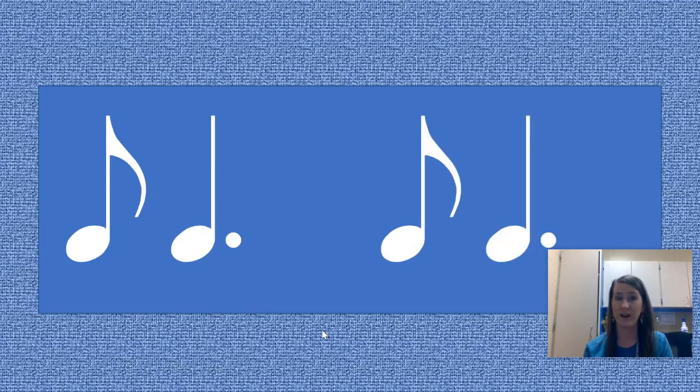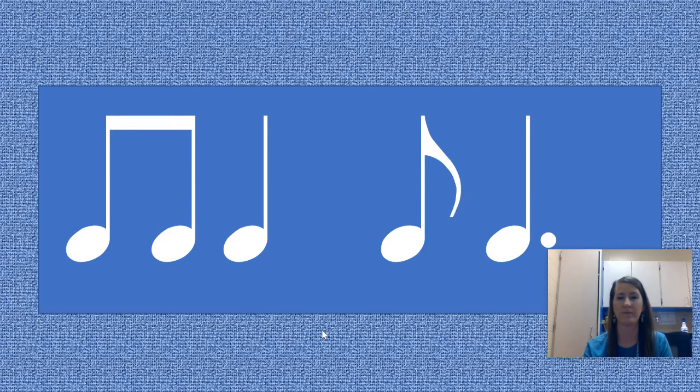Excellent. So now it looks like we have two T-toms in a row. So let's try that. Ready, go. T-tom, T-tom, T-tom, T-tom, T-tom, T-tom, T-tom, T-tom. All right, we know this rhythm.